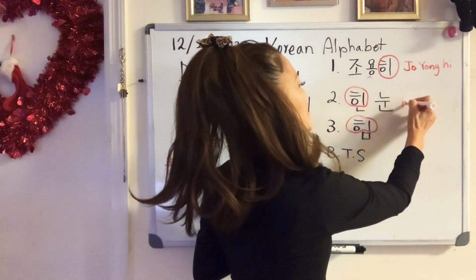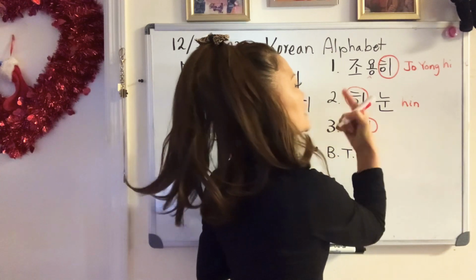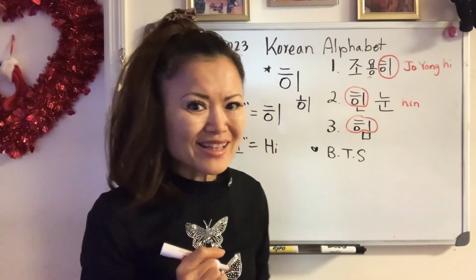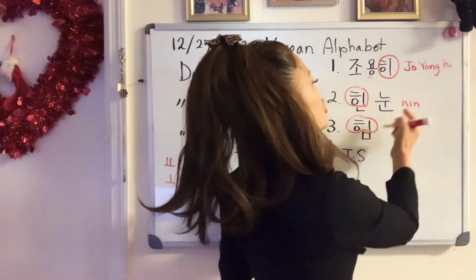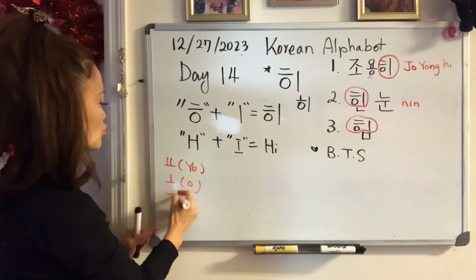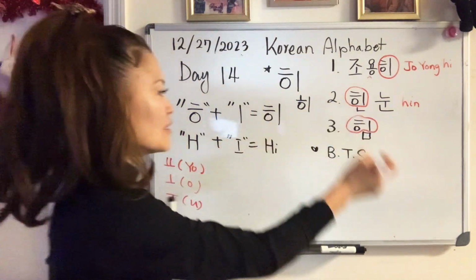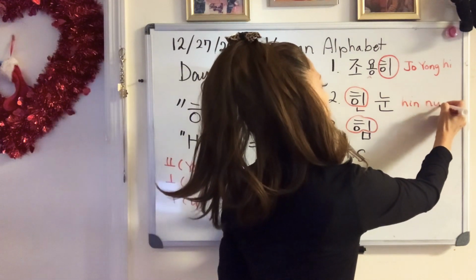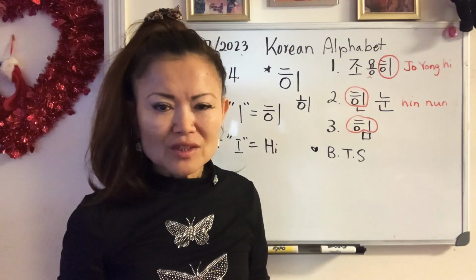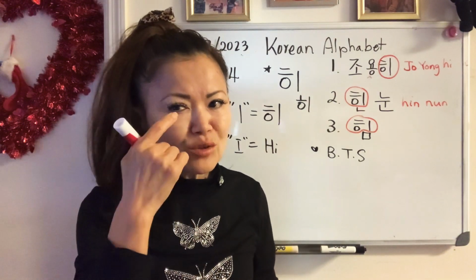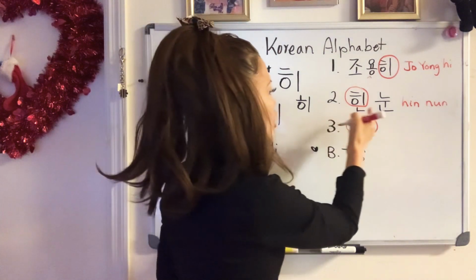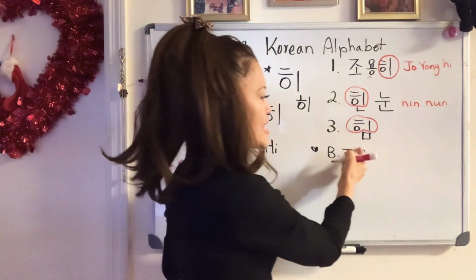Number two, he with un. This N, h-i, hin. Hin is an adjective. It's white. Hin, nun. Nu with u, and un, another N. So N-U-N. Hin nun. White snow. Nun means snow. Also, it's a nun, eyes. It's a nun too. Hin nun.